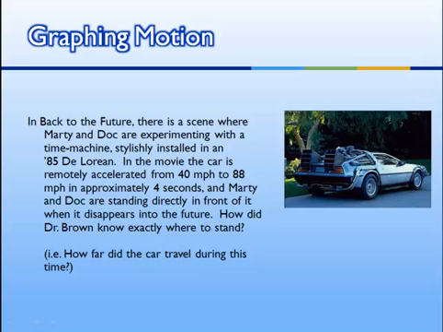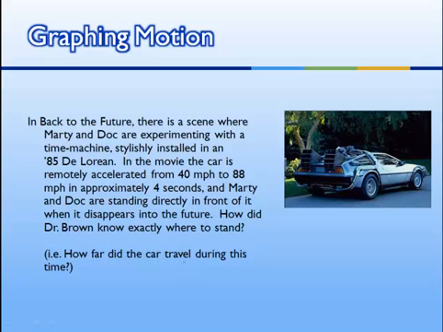In our final example, we're going to revisit one of my favorite scenes from one of my favorite movies, and that is when Marty and Doc in Back to the Future are testing out the time machine. If you remember in the scene, the car was remote controlled, and it started at 40 miles per hour and increased to the magic speed of 88 miles per hour. And while watching it over and over again, I estimated that time to be about 4 seconds.